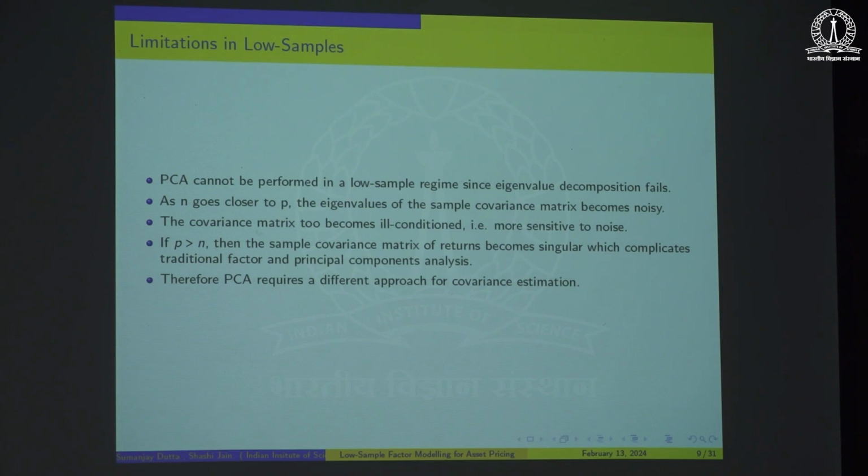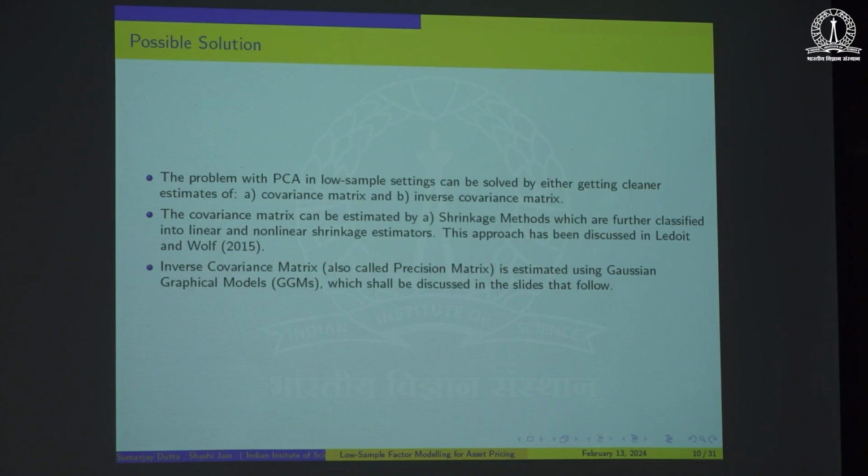So that is when P is much greater than N, but also when N starts decreasing. So suppose we are dealing with, say, P is equal to 500 and N is equal to, say, 1000, and we keep decreasing this N, the number of samples, to, say, 600, 650, 550, the covariance matrix starts getting noisier, even if it's invertible. So there is a problem when you start decreasing the number of samples.